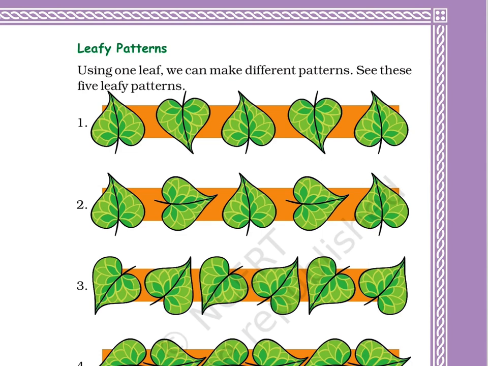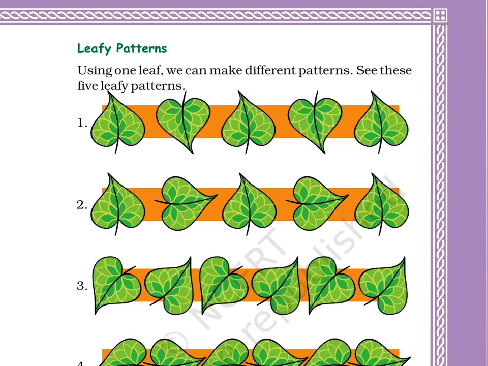Pattern 1. The stem of leaf is arranged as pointing at the bottom or stem pointing at the top alternatively. The pattern reads as bottom, top, bottom, top, bottom. Pattern 2. The stem of leaf is arranged as pointing at the bottom or stem pointing at the left side alternatively. The pattern reads as bottom, left, bottom, left, bottom.